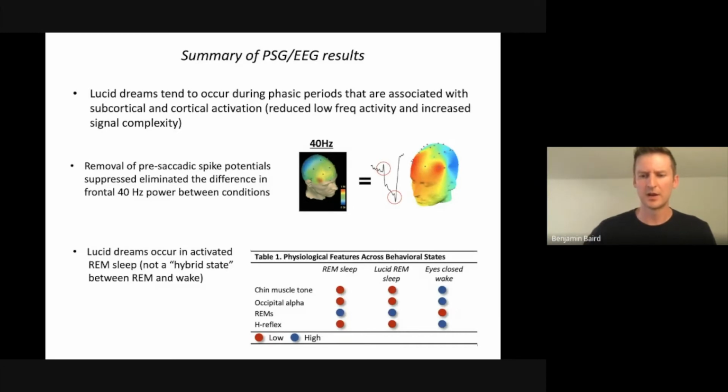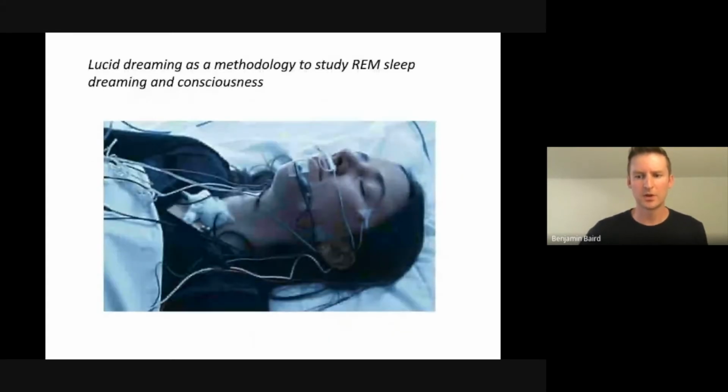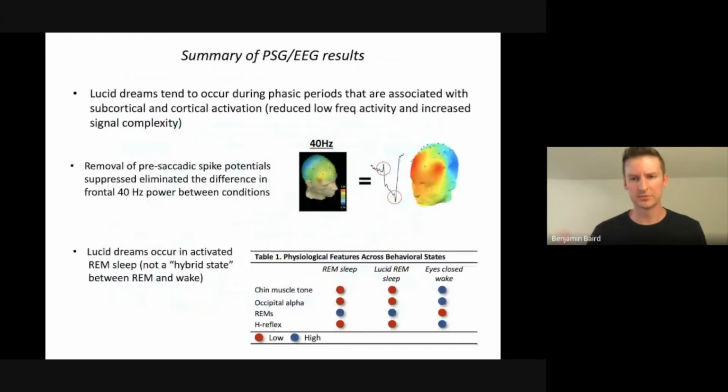So in summary, I don't think there's any current evidence really supporting this hybrid state view. And we can think of lucid dreams as something that predominantly happens during activated REM sleep. But of course, this is an evolving area of research. It's early days. We have a lot to learn. And so we may need to revise that down the road. But this is how I think of things currently based on all the evidence that I'm aware of.